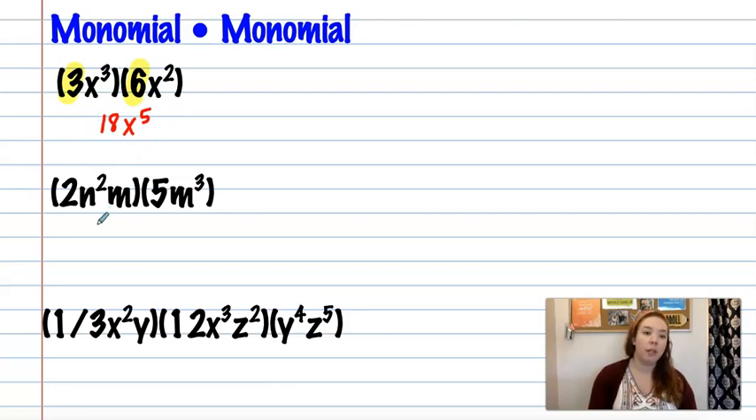2 times 5 would give us 10. This n squared is the only one, so I'm just going to rewrite it. Remember, like terms do matter. So in terms of multiplication, they have to be the same variable. So I just have the 1n squared. And then here I have m to the first times m to the third is 4 total m's.